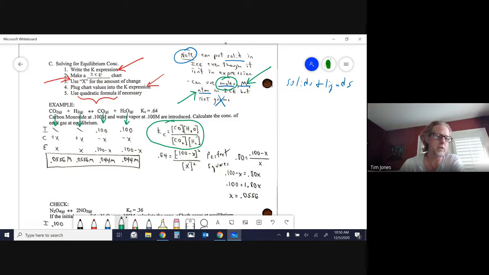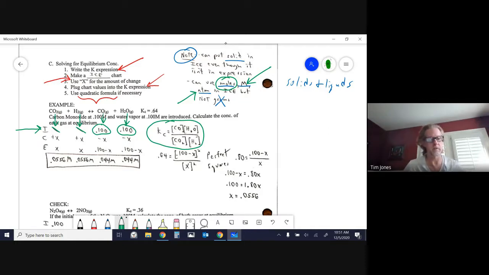Initial, you're typically told this. This is kind of just random and made up. In this case, it says the carbon monoxide is right here, 0.1. Water vapor is 0.1. They didn't talk about reactants at all, so I like to put a slash just to say that that doesn't even exist. It just emphasizes that to me.